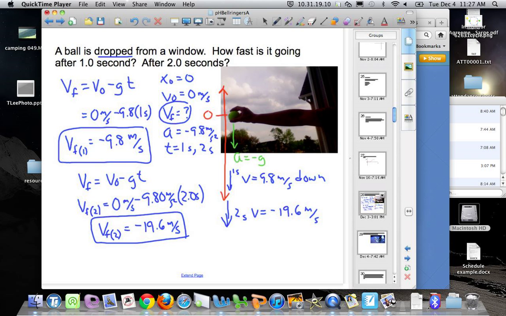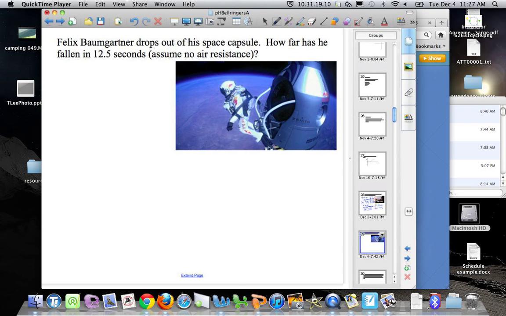Let's do another example. Let's look at one more example problem. And you remember we talked about the Red Bull Stratos project, and Felix Baumgartner jumped out of the space capsule. Here we have him dropping out of the space capsule. We want to know how far has he fallen in 12.5 seconds if we assume no air resistance, which out in space, that's a pretty good assumption.